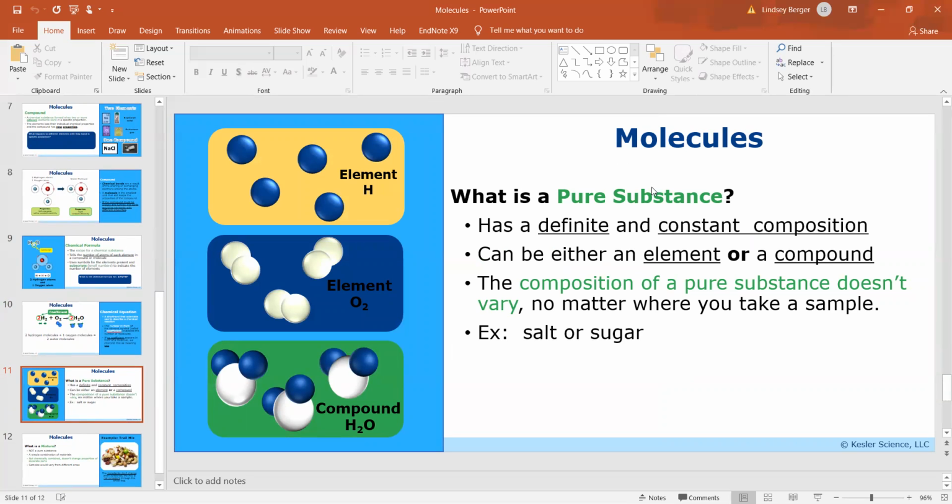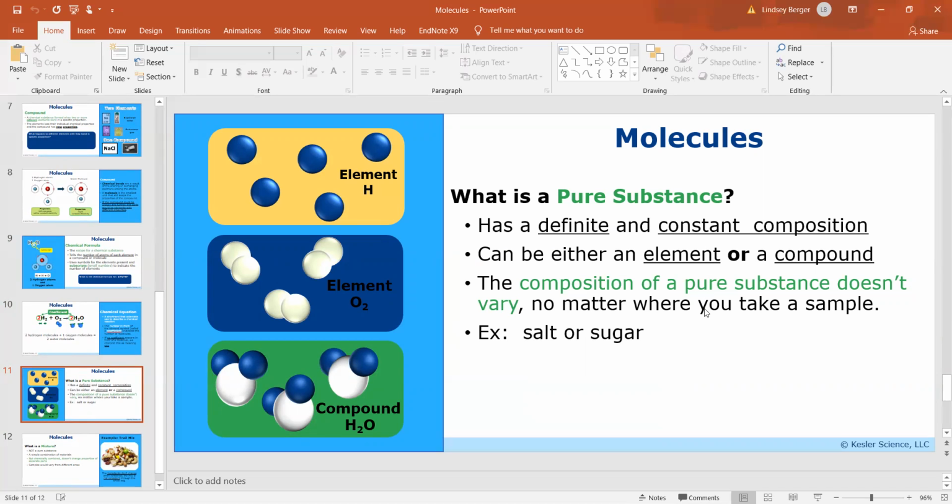So we talked about in the initial slide, there's a word called a pure substance. So what is a pure substance? How do I know? What is going on? So a pure substance has a definite and constant composition, meaning it's not changing. It can be an element or it can be a compound. So it can be an element or a molecule.